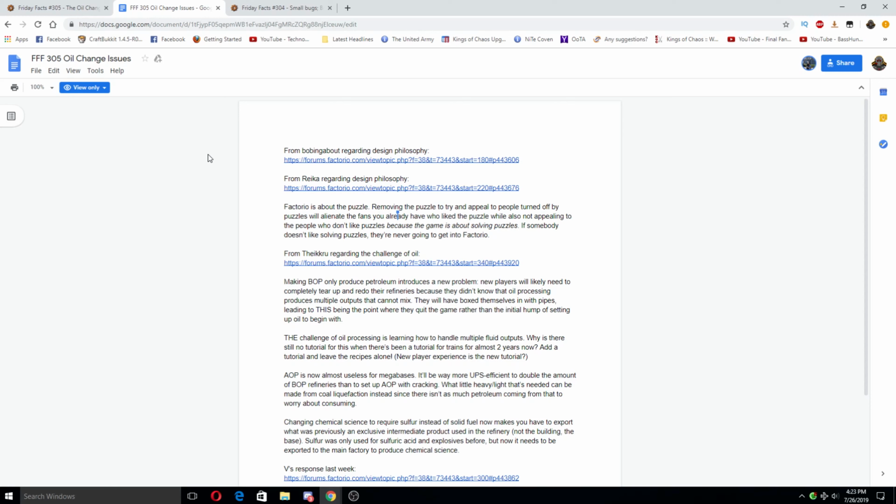And I disagree with that, because most of the posts that you'd find on the forums or on Reddit were not, how do I set up oil processing? The posts are, why is my refinery not working anymore? And that is the real challenge. The challenge is handling the multiple outputs of oil processing. Right. And with this change, they move that challenge from basic oil processing to advanced oil processing.